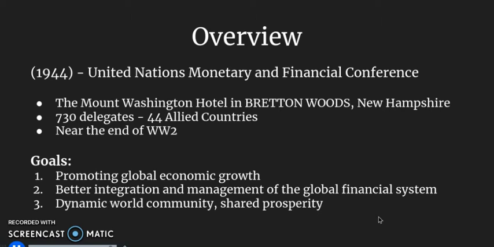This was right at the end of World War II when it was pretty clear that Germany and Japan were going to be defeated. So it was really necessary that these countries got together and made plans for the post-war world. They really had three main goals: to stabilize the global financial economy, to have better integration and management of the financial system, and to create a dynamic world community with shared prosperity and growth.